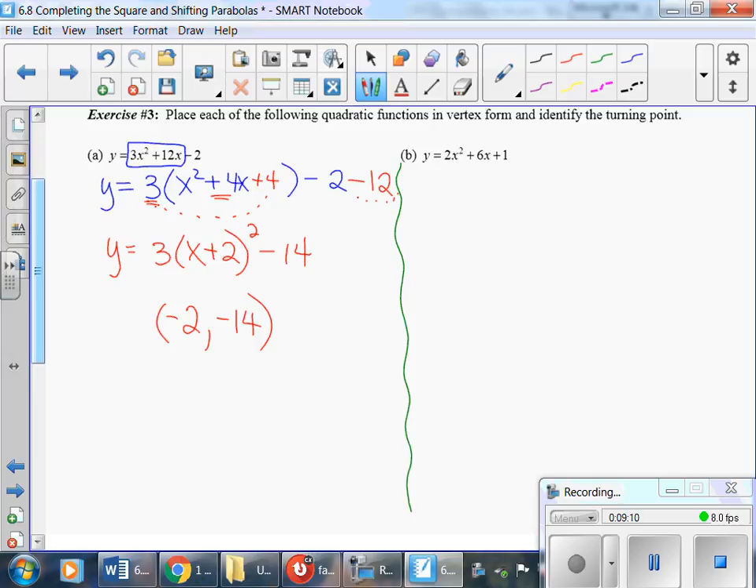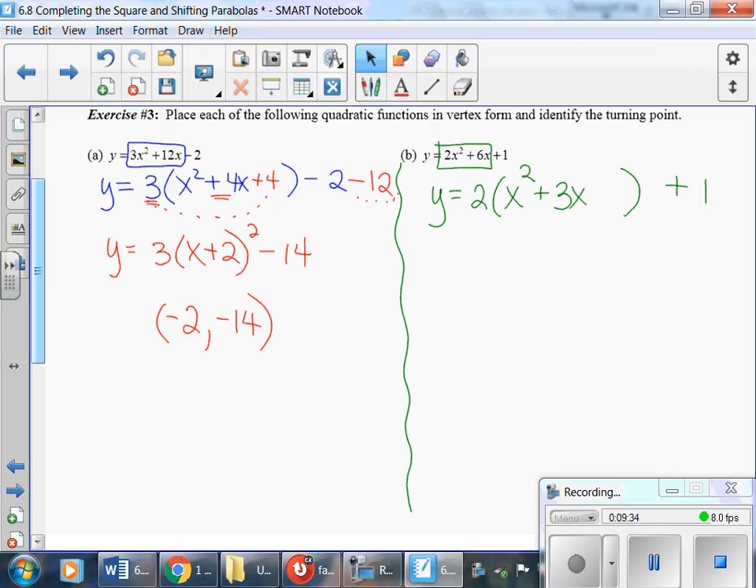So, first step, when you have a leading coefficient that's not 1, y equals, we're going to factor out that 2, but only from the first 2 terms. Kind of like when we factored by grouping, right? Factor out the 2, and then what do we have left over? x squared plus 3x, all right? And now we can leave that plus 1 out the back.